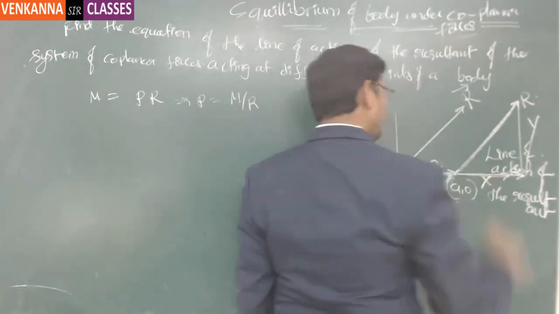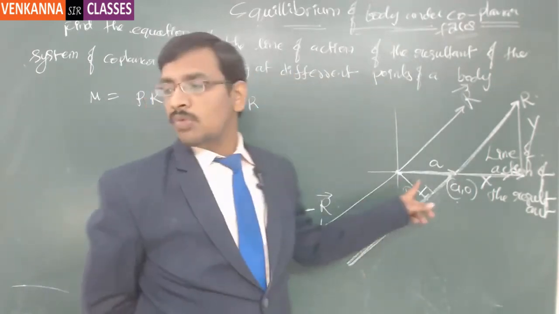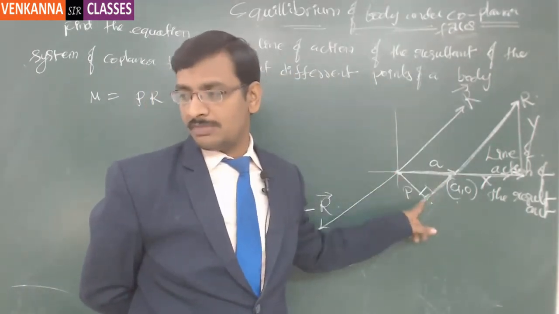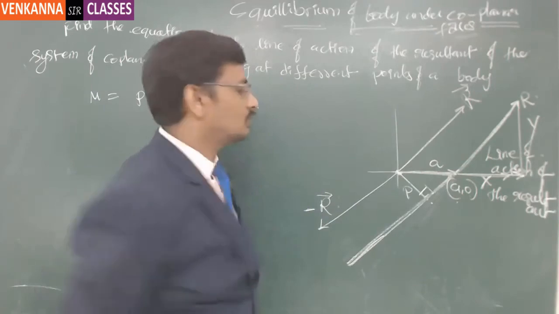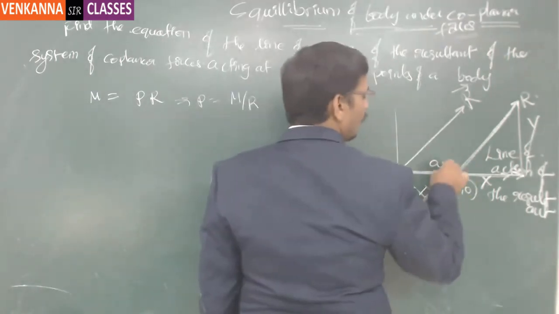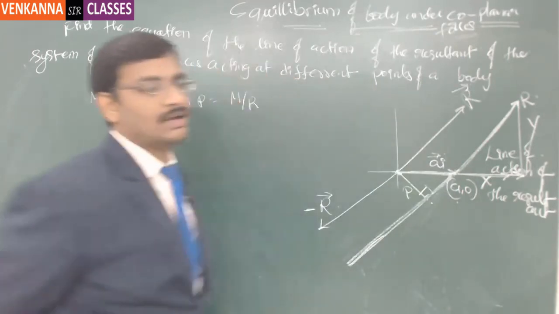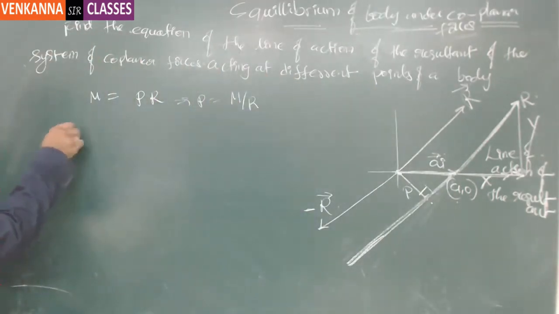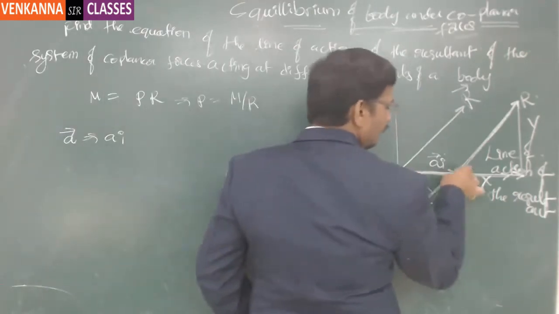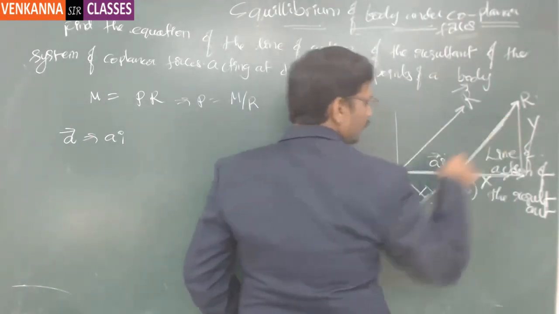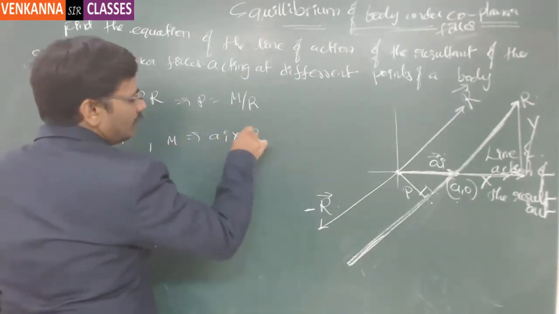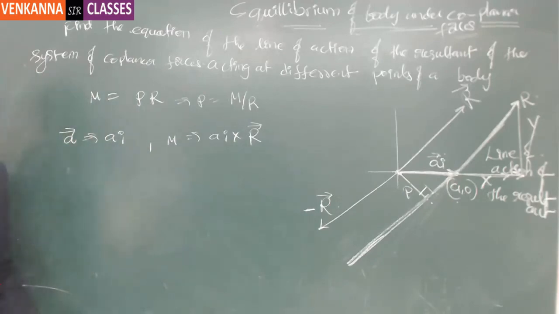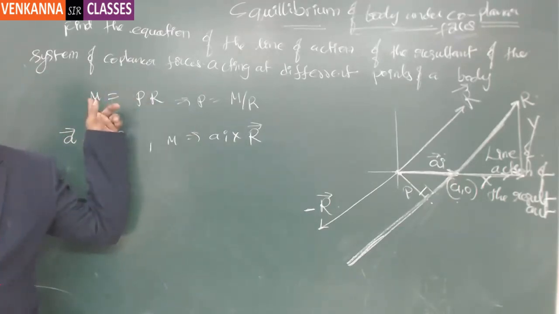Now if it is passing through this, the moment of the force is the same, right? So the moment of the force you can say is A cross F. A is this length, and I call this vector Ai. So Ai is the radius vector for this particular force, and the moment will be M is equal to Ai cross R. The same value is also equal to M is equal to PR.